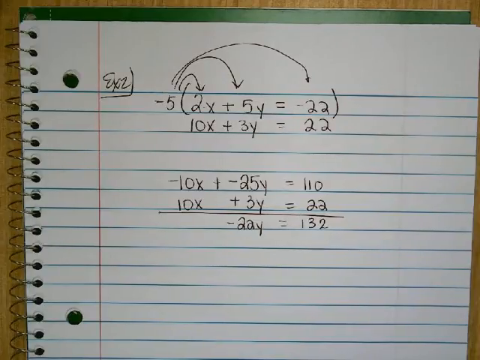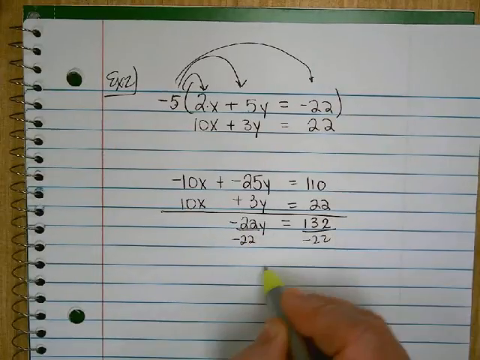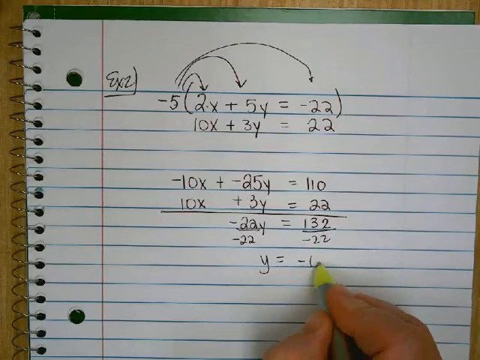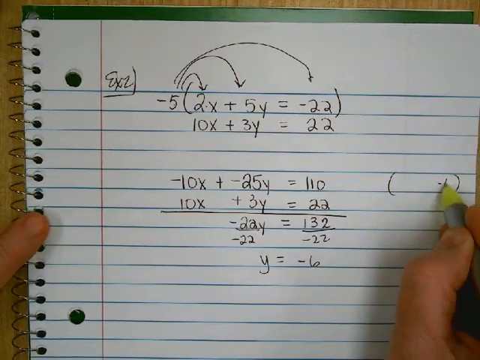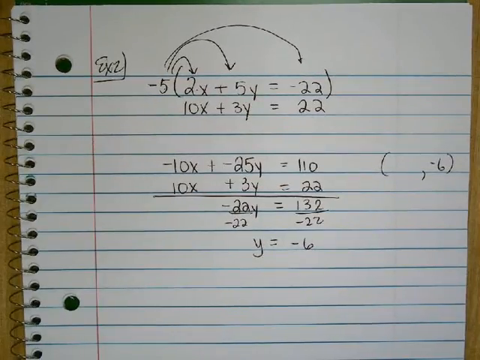And what do we do next? Divide by negative 22, and y is negative 6. Oh, that's negative 22. We good? Everybody good? I just got confused by the other 22. Okay, well, she's just trying to help you out.